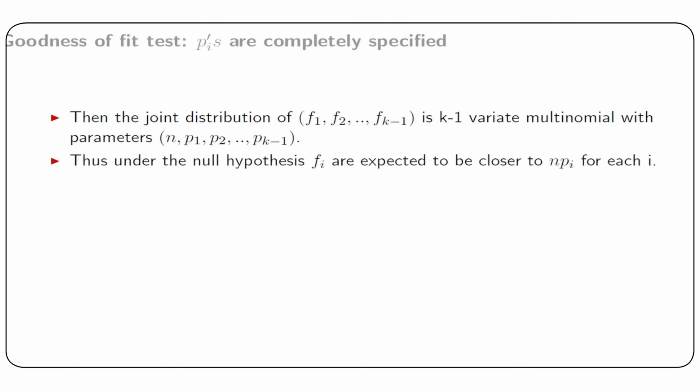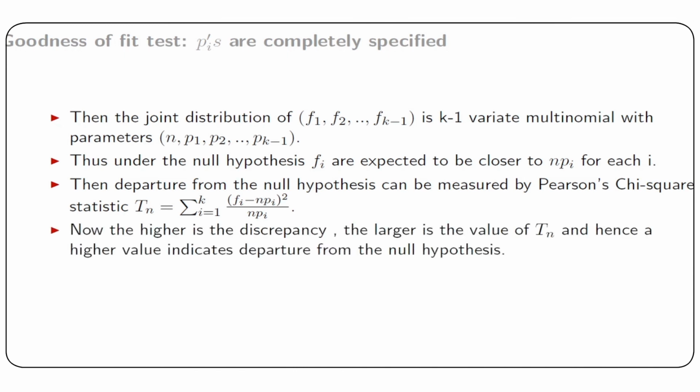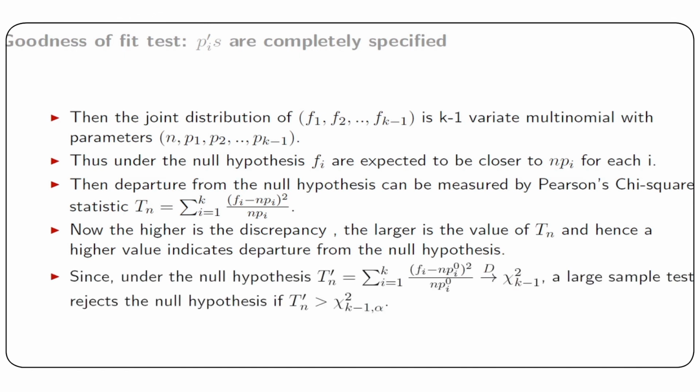Then under the null hypothesis, fi are expected to be closer to npi for each i. Then departure from the null hypothesis can be measured by Pearson's chi-square statistic Tn, which is summation i from 1 to k, fi minus npi whole square divided by npi. Now the higher the discrepancy, the larger is the value of Tn, and hence a higher value indicates departure from the null hypothesis.